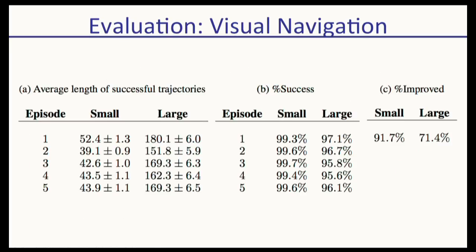Here are some numbers on that. There are small mazes and large mazes. What is shown here is the average episode length. The shorter the length, the better, because the episode ends when you reach the destination. And so episode 1 in a small maze takes about 52 time units. This episode 2, only 39.